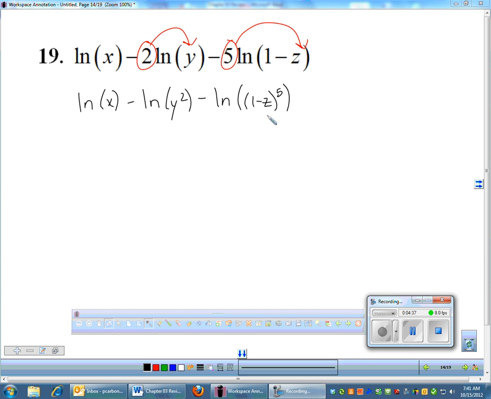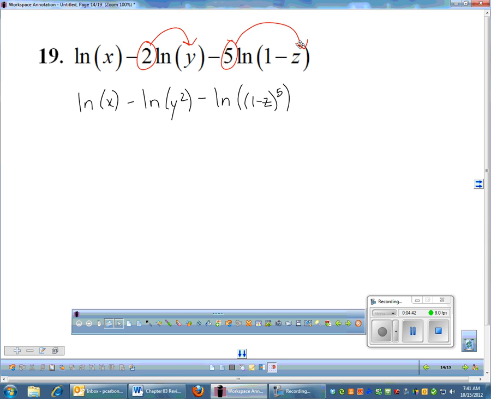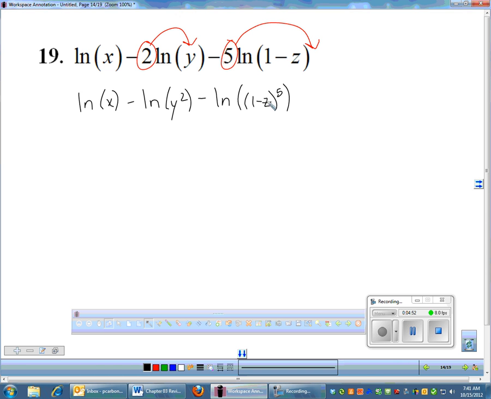And then one thing I noticed, the way I drew my arrow for the 5, I need to stretch it out a little bit because the exponent needs to apply to both the 1 and the minus z. So make sure when you do the stuff to the 5th power, you have the 1 minus z in parentheses all to the 5th power. Now we will write all this as one big log.